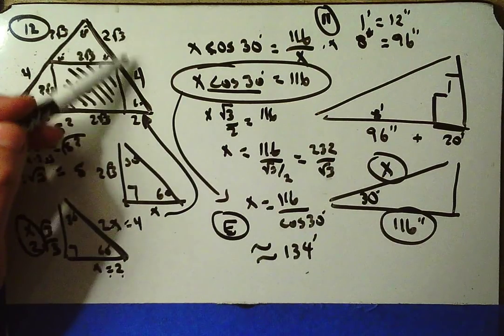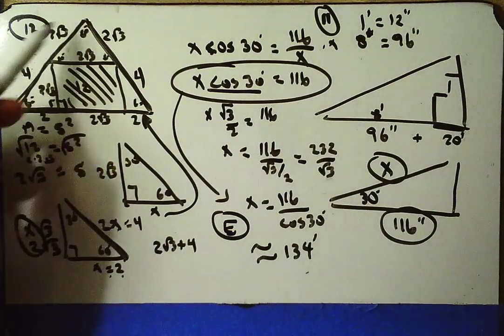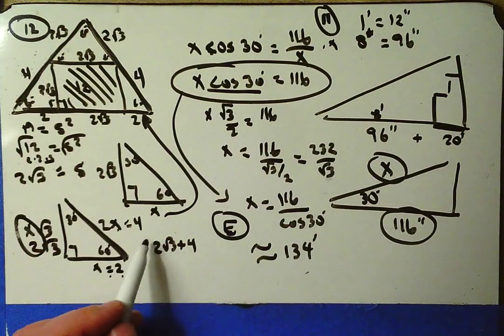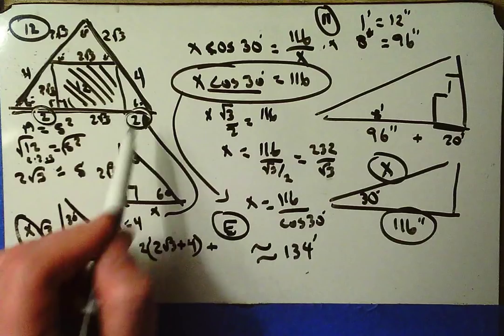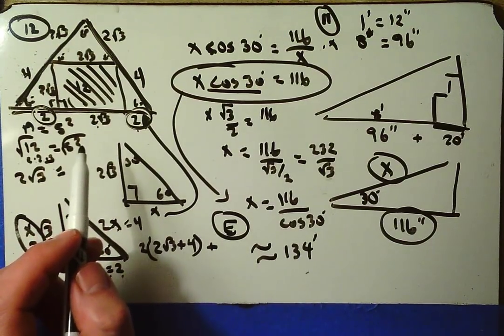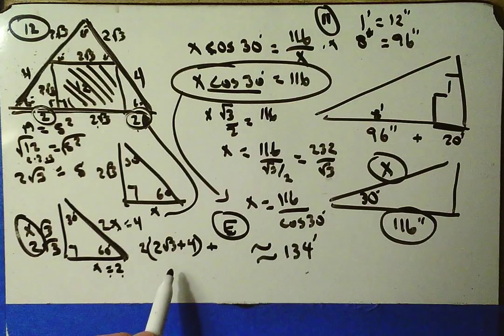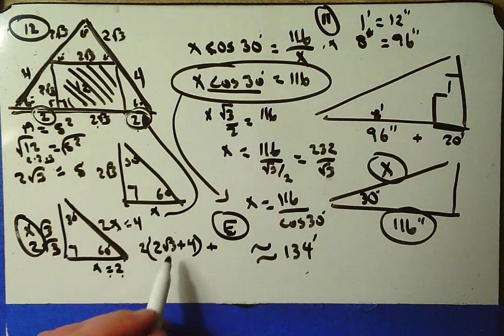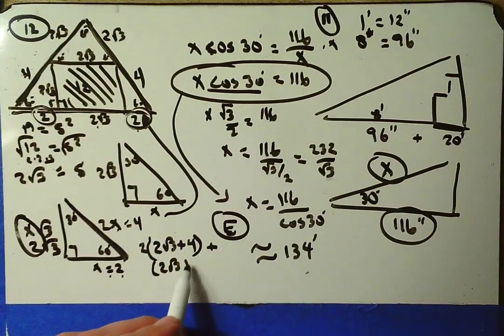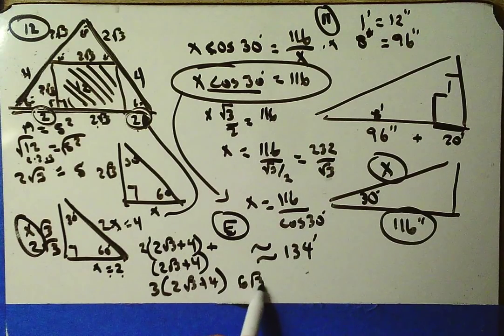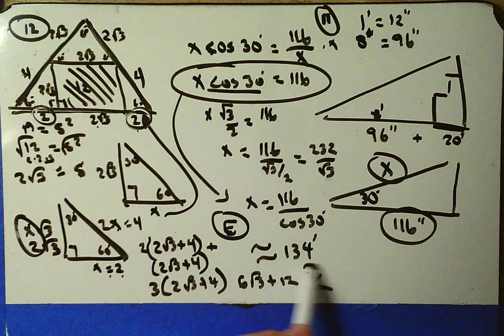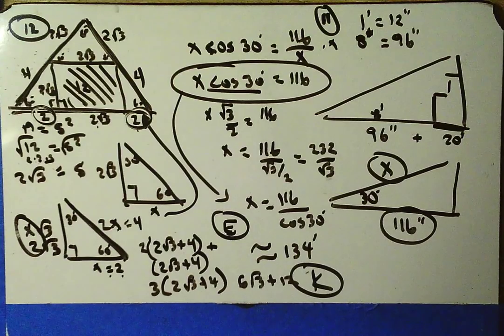Wow, so what's the perimeter of that big outside triangle? It's a 2 root 3 plus 4, and another 2 root 3 plus 4, so I have 2 of those. And the bottom down here isn't the same, it's 2 plus 2, or 4 plus 2 root 3. Oh, that is the same. How funny. I wasn't expecting that to be the same. So I have 3 of those 2 root 3 plus 4s. 3 times 2 root 3 plus 4. And if I distribute, I end up with 6 root 3 plus 12, which is choice K. K for number 12. Okay.